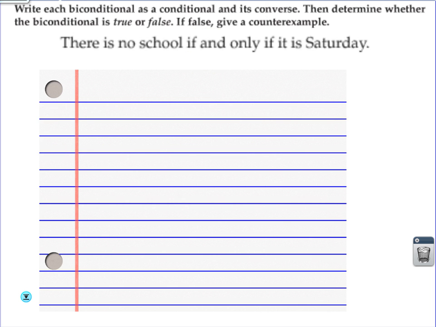Last one. There's no school if and only if it is Saturday. You already know this one. You think through it, and you already know, is this a true biconditional? What do y'all think? No, it's not going to be. Your conditional statement, I do want to do it because of this practice here. No school implies it's Saturday. The converse would also have to be true. The converse would be: if it is Saturday, then that implies there's no school.